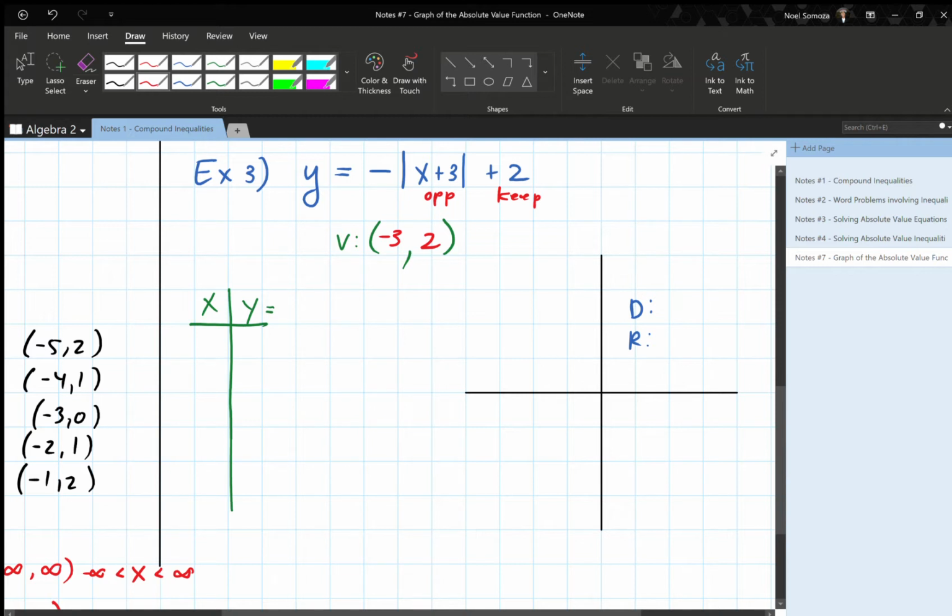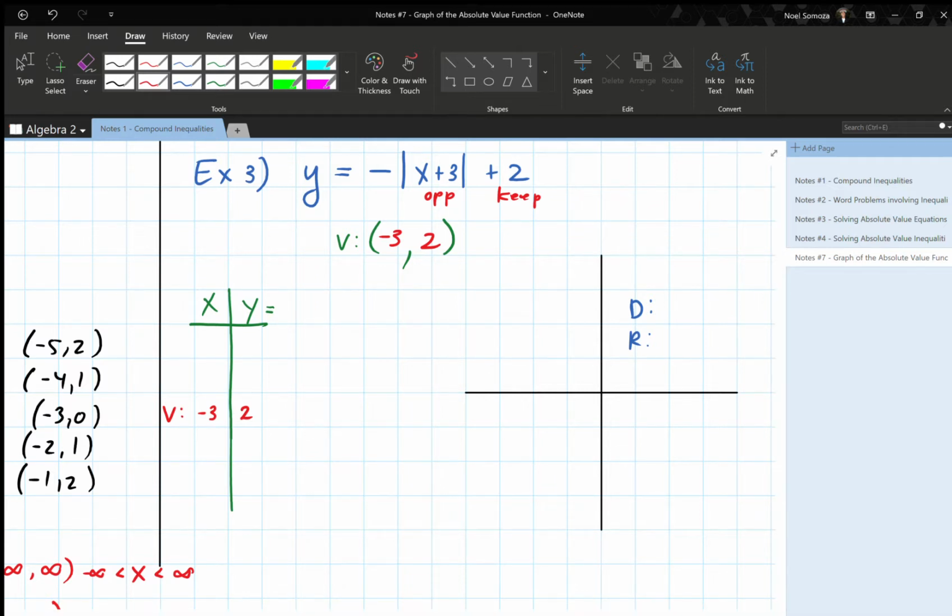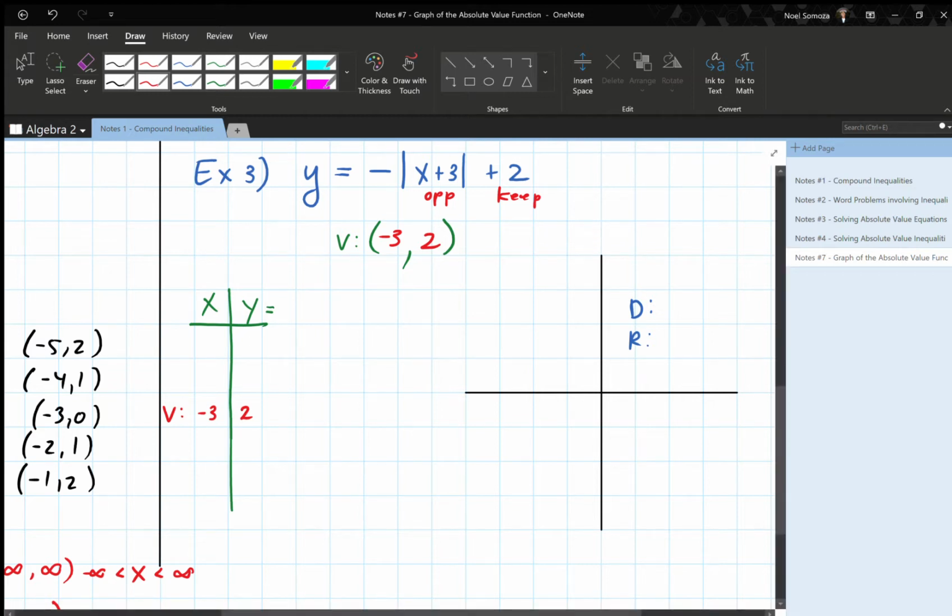Now I have that. I go down 3 spaces and create a table. I have negative 3 and 2. From there, I want to select 2 smaller and 2 bigger. What should I use for the 2 smaller ones? Negative 4 and negative 5. And then for the bigger ones, we'll use negative 2 and negative 1.